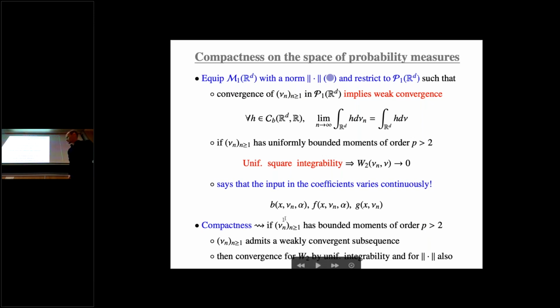So certainly here, this is a summary. You have compactness. If you have moments of order p greater than 2, you have uniform square integrability. And so there is convergence in the weak sense and in the W1 and W2 Wasserstein distance, and also for the norm double bar. So I have a nice framework just to say that you can recompile your knowledge in probability theory to apply to this problem.